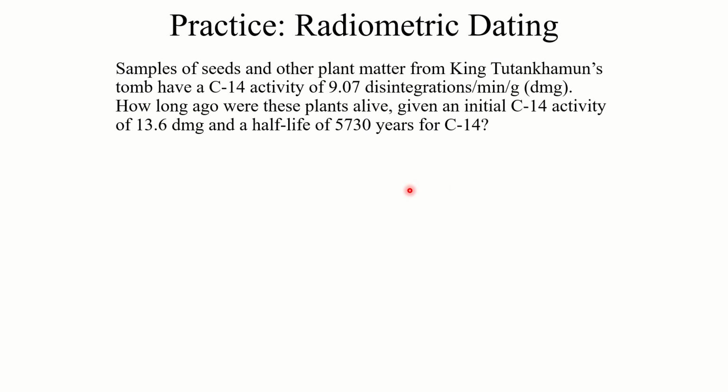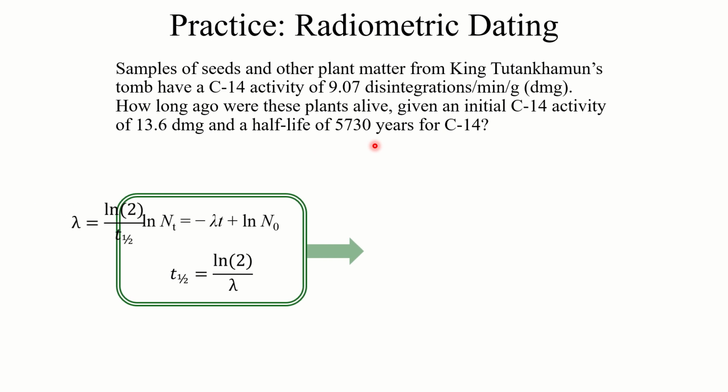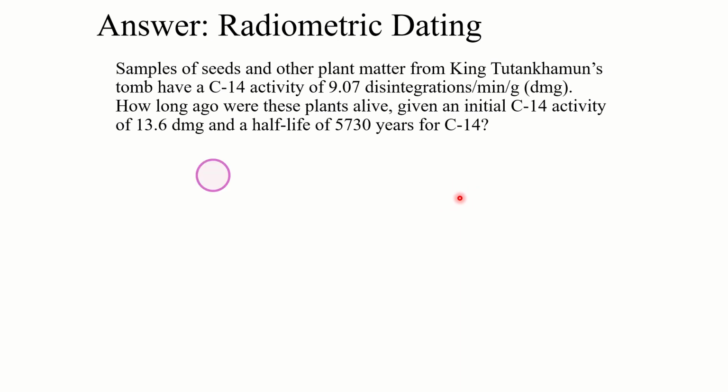So let's look at an example problem. Samples of seeds and other plant matter from King Tutankhamun's, I think that's how it's pronounced, or King Tut's tomb have a carbon-14 activity of 9.07 disintegrations per minute per gram, or DMG. How long ago were these plants alive, given an initial C-14 activity of 13.6 DMG and a half-life of 5,730 years for carbon-14? I'm again going to ask you to pause the video and give this problem a try, but I am going to walk through the steps on the next slide.